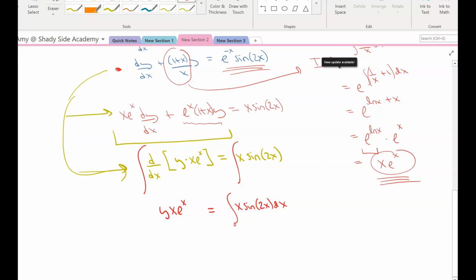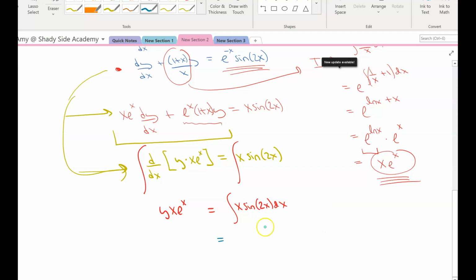Is it? Let me see. Or no, we can just do it in our head, can't we? Yeah, let's just do it in our head. It's going to be negative 1/2 cos 2x. Is that right? No, that is completely wrong. That's not even close to being right. Okay, it's going to require parts.